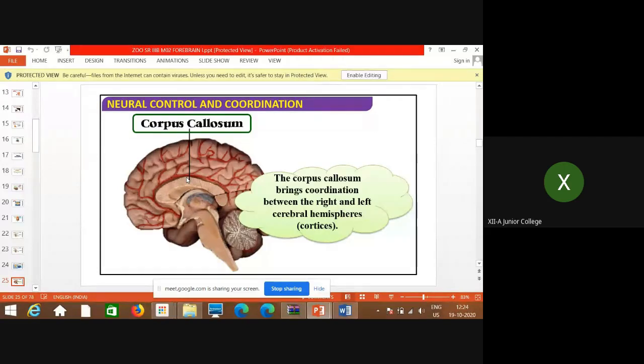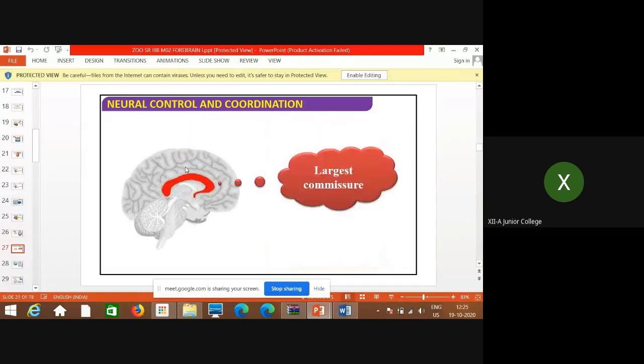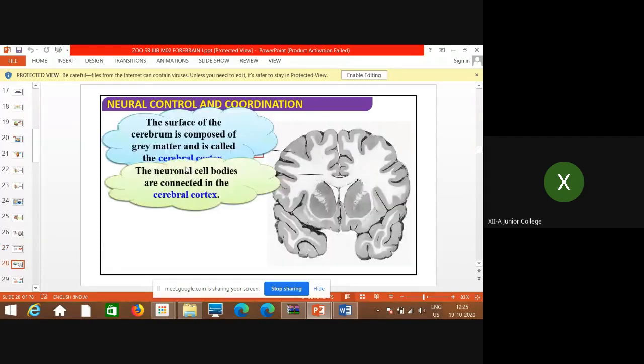These two are joined, as in the previous diagram we saw. The corpus callosum brings coordination between these two. Here again you can see it shown by the red colored part, the corpus callosum. Coordination between these two hemispheres is shown, and this is the largest commissure.